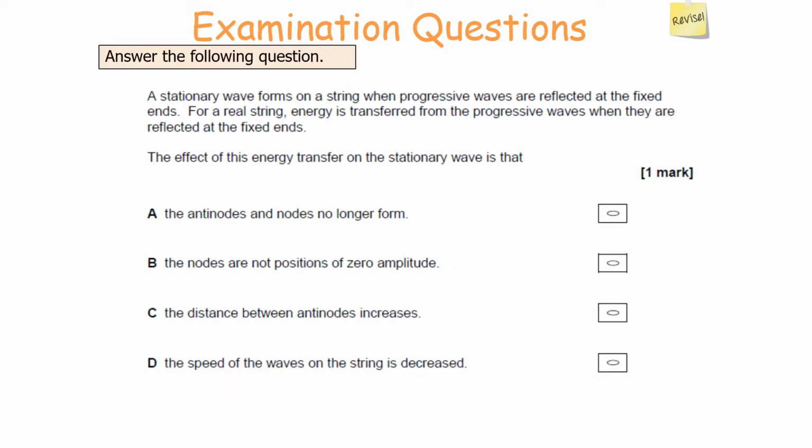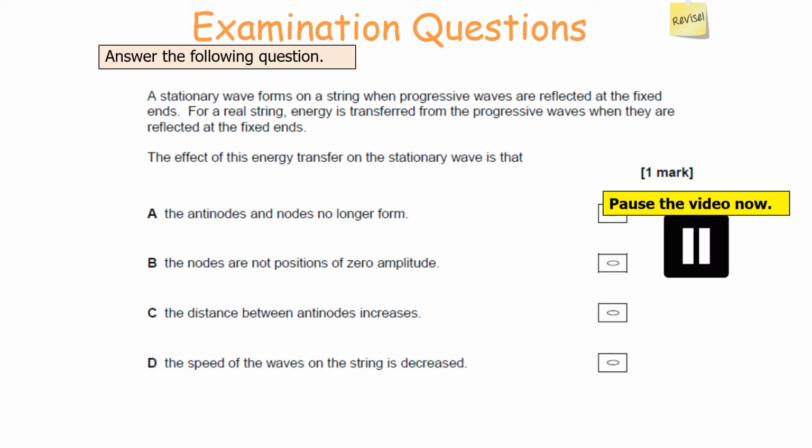Let's now have a look at our next question. A stationary wave forms on a string when progressive waves are reflected at fixed ends. For a real string, energy is transferred from the progressive waves when they are reflected at the fixed ends. The effect of this energy transfer on the stationary wave is that... So pause the video now, then unpause the video when you want to go through your answers.